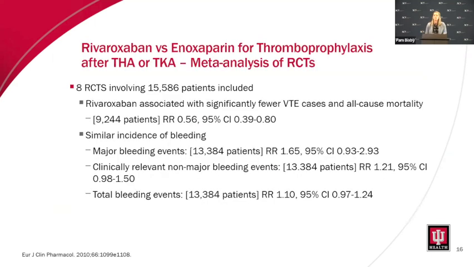Okay, so I did also want to include this meta-analysis that was published after these trials that included 8 randomized control trials of either total hip arthroplasty or total knee arthroplasty, looking at Rivaroxaban versus Enoxaparin for thromboprophylaxis. And Rivaroxaban was associated with significantly fewer VTE cases and all-cause mortality, as we saw in the previous studies. And there was a similar incidence of bleeding events, including major bleeding events, clinically relevant non-major bleeding events, and also total bleeding events.